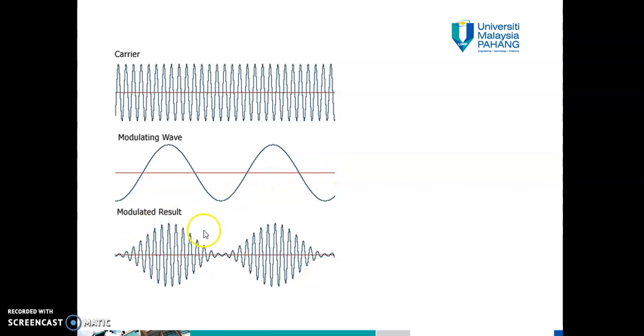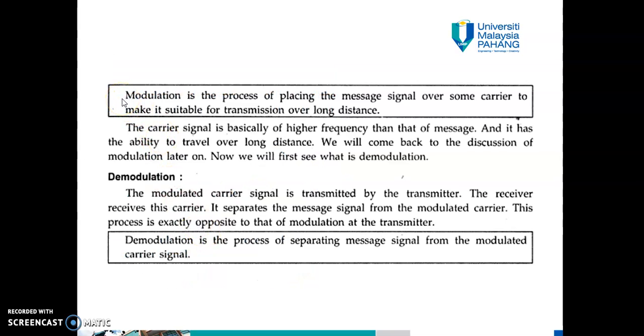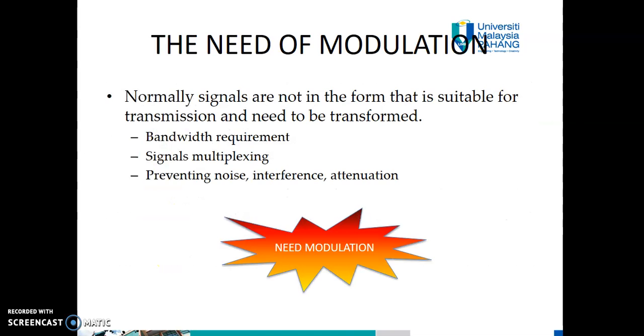So now, what is modulation? Modulation is the process of placing the message signal over some carrier. It means you combine information with the carrier signal. What is demodulation? It is the reverse process of modulation. Why do we need modulation? Because normal signals are not in a form suitable for transmission. For example, you cannot transmit your voice from here for 100 km without using any carrier signal. You can only do it for a short distance.